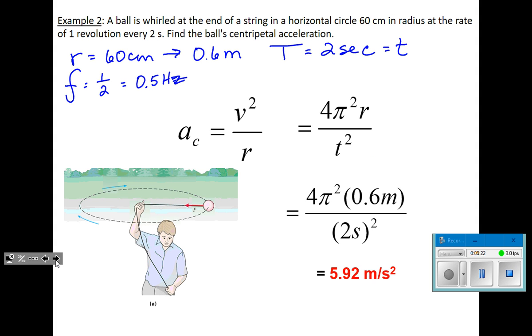All right. So you should get 5.92 meters per second squared. It is an acceleration value, so it has the same units that we've always been dealing with for acceleration. Again, double check your calculations. Don't forget the squared on the period, and don't forget the squared on the pi.